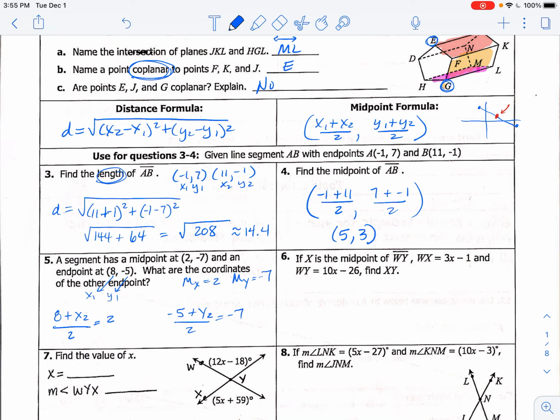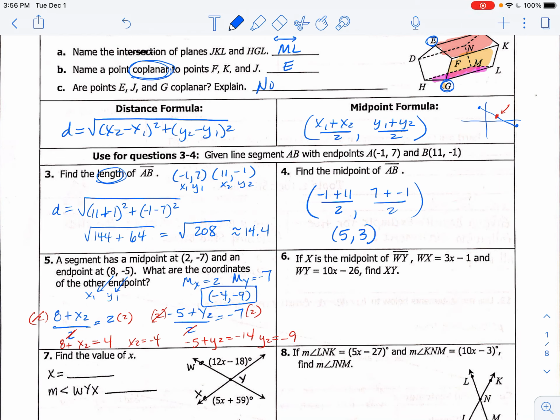All right, so I'm going to multiply both sides by 2 on both of these equations to get it to cancel in the denominator. So over here, that cancels. I have 8 plus x2 is equal to 4. And if I subtract 8, x2 is going to be -4. On the y equation, I'm going to have -5 plus y2 is equal to -14. Add 5, and so y2 is equal to -9. So my missing coordinate is going to be -4, -9.